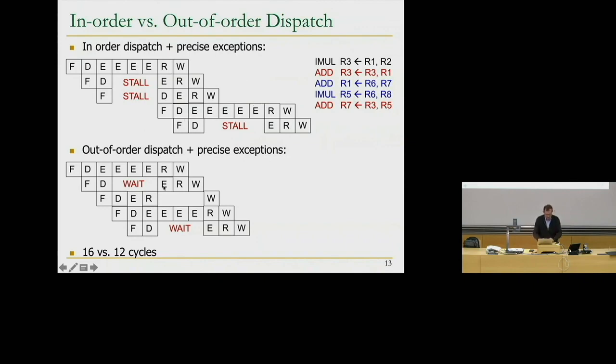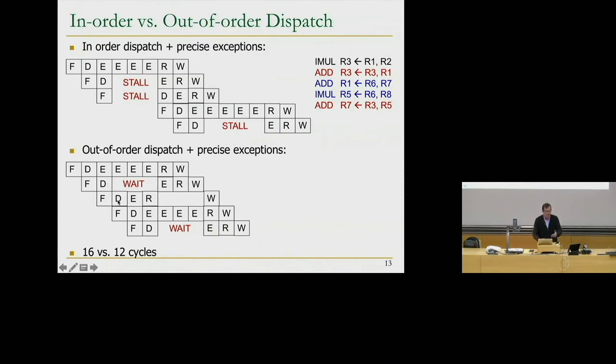Sounds not too bad. If you do out-of-order dispatch and also have precise exceptions in the end, basically write the results into the reorder buffer, write the results into the register file in program order, this is what you do. The second instruction in the decode stage doesn't stall. It basically goes into these reservation stations and waits. Now you can fetch the next instruction.